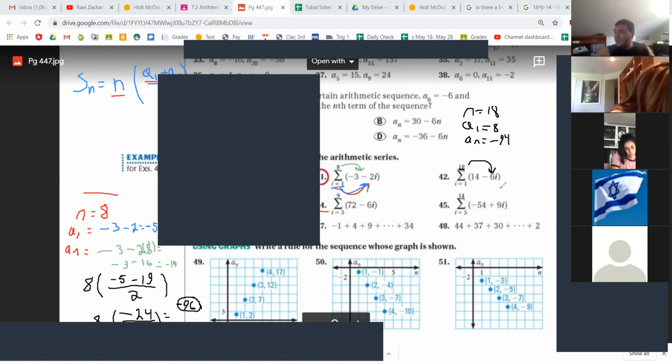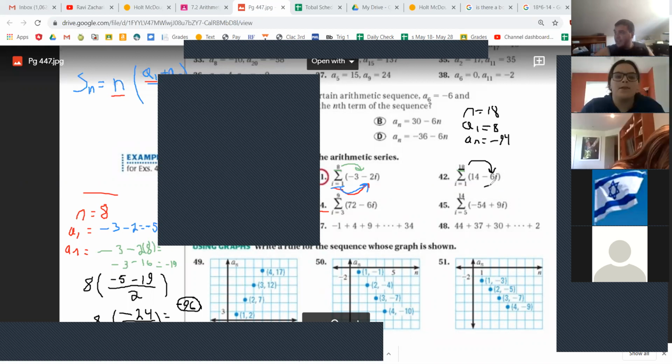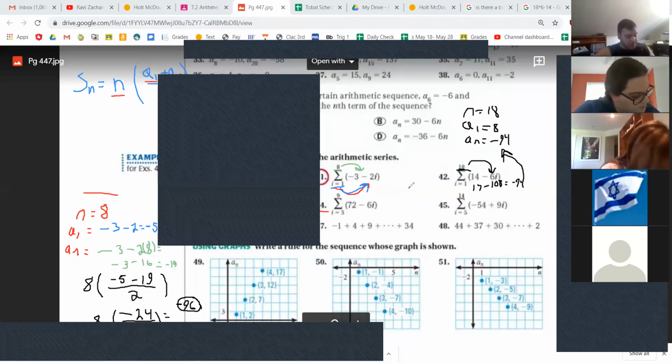So everyone, check your plug in of 18. It's negative 108 when you plug in the 18. So 14 minus 108 should be negative 94. So make sure your A of N is negative 94. Yeah, the numbers get big. That does happen. And imagine you had to add up 18 numbers like this. So that's why we use the shortcut.